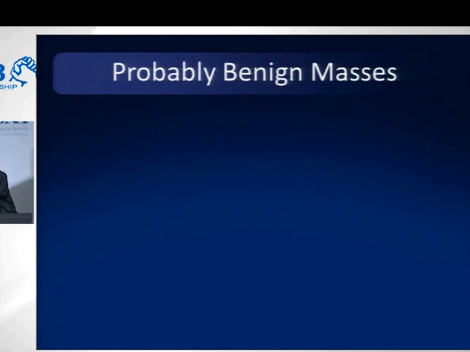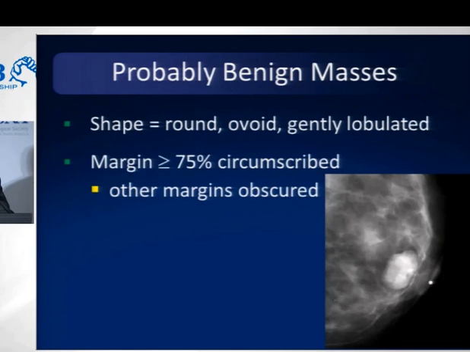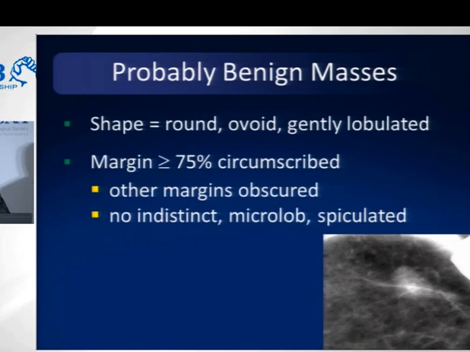All right, let's move on to probably benign masses. In order to call a mass probably benign, its shape needs to be round or oval or gently lobulated. The margins need to be circumscribed. So what does it mean to be circumscribed? That means at least 75% of the margin must be circumscribed. The rest of the margins can be obscured, but nothing else. That means none of the margin can be indistinct, none of it can be microlobulated, and certainly none of it can be spiculated.